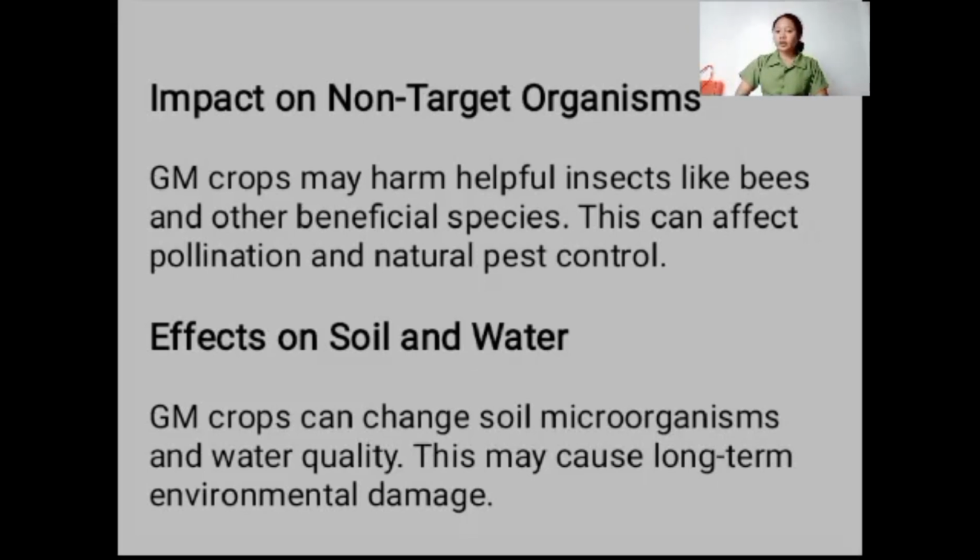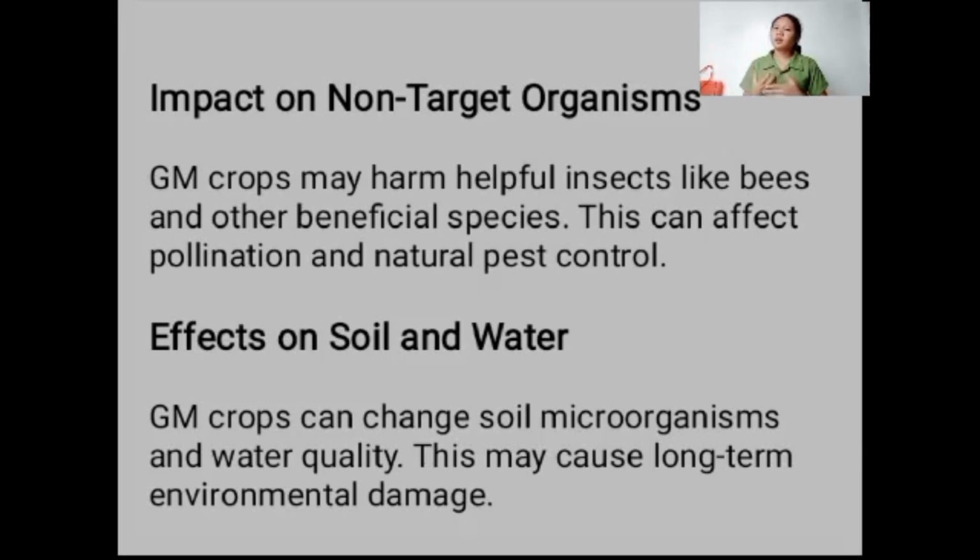Next, impact on non-target organisms. GM crops may harm helpful insects like bees and other beneficial species. This can affect pollination and natural pest control. GM crops made to kill harmful insects may also affect helpful insects, such as bees and butterflies. These insects are important for pollination, which helps plants produce fruits and seeds. If pollinators are harmed, it can reduce food production and affect the health of the ecosystem.